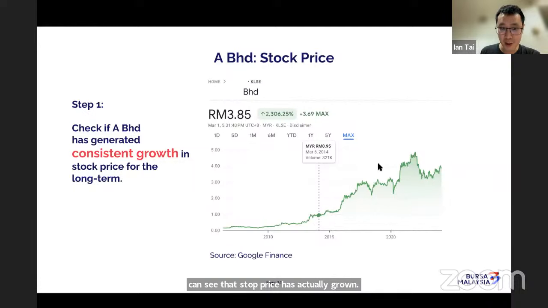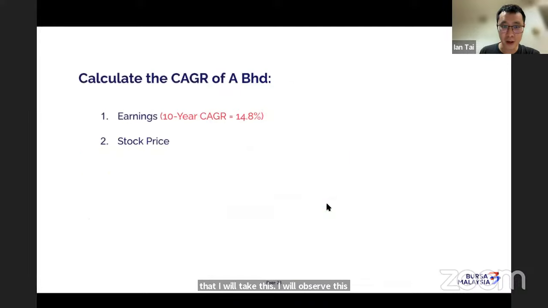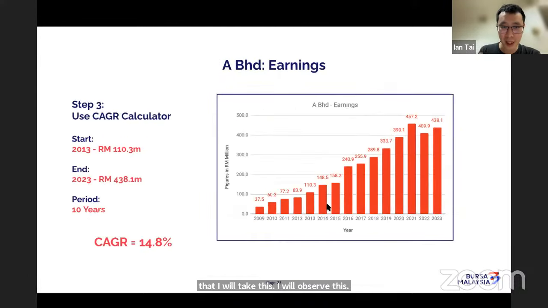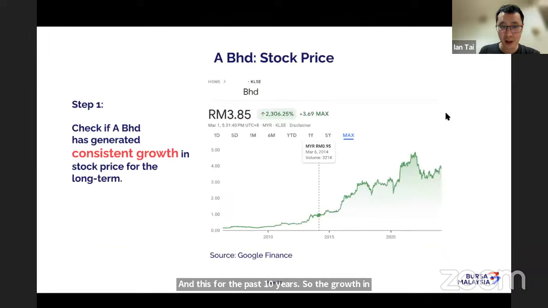And usually what I will do is that I will observe this, and I will compare it with A. Berhad's earnings. As you can see, A. Berhad has actually increased its earnings over the long term, at least for the past 10 years. So the growth in earnings has kind of reflected in the growth in stock price, or vice versa.